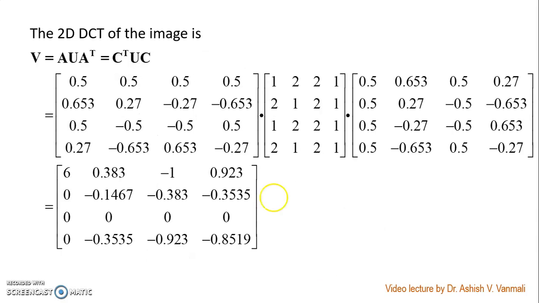If we use the standard formula of our transformation, that is B is equal to A U A transpose, the same thing we can write also as C transpose U C. If we substitute the values of C transpose, U and C, we will have this equation. We can first multiply these two matrices, and then whatever result we can multiply with the other matrix. So this is the final result that we will get, and that is the 2D DCT of the image.